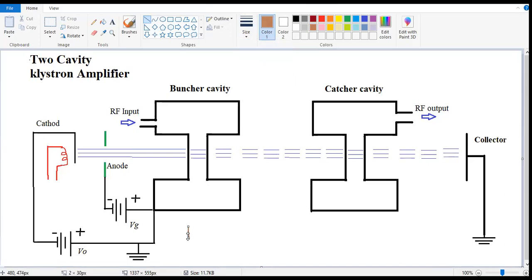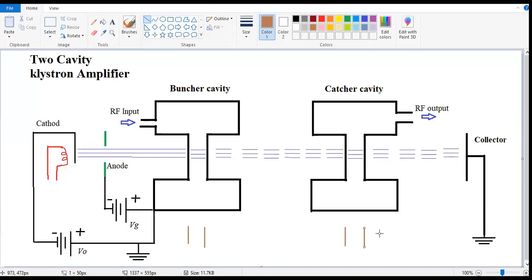With reference to this cavity, I will draw the distance of each cavity. These two cavities have a reference distance. This is the distance between the two cavities, and similarly with reference to this diagram I will draw the other distances.